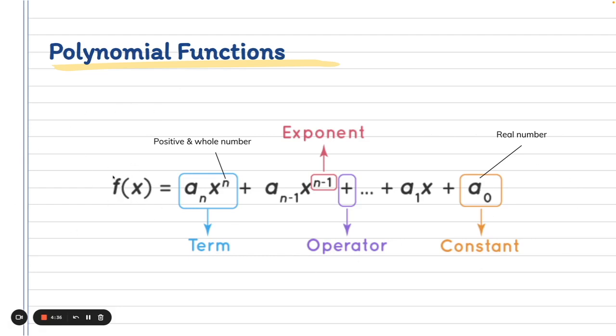We use the term f of x, and as you can see, the exponent n has to be a positive whole number. This is a must. There will also be operators and constants, which are real numbers. So an, a1, a0 are all the terms, and this makes a polynomial function equation.